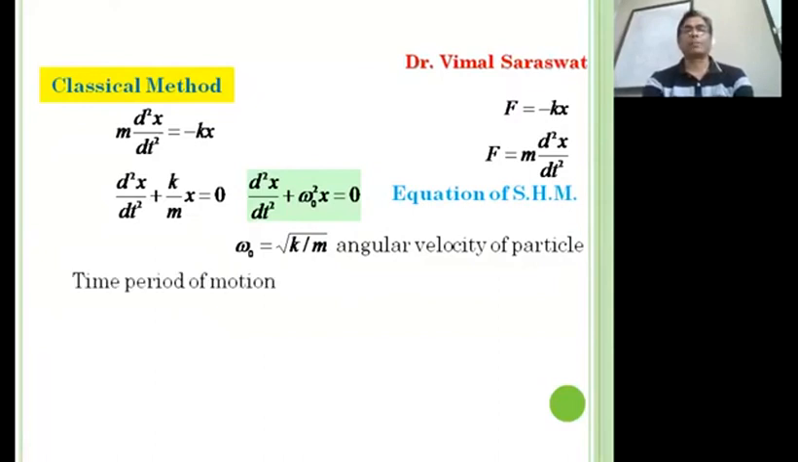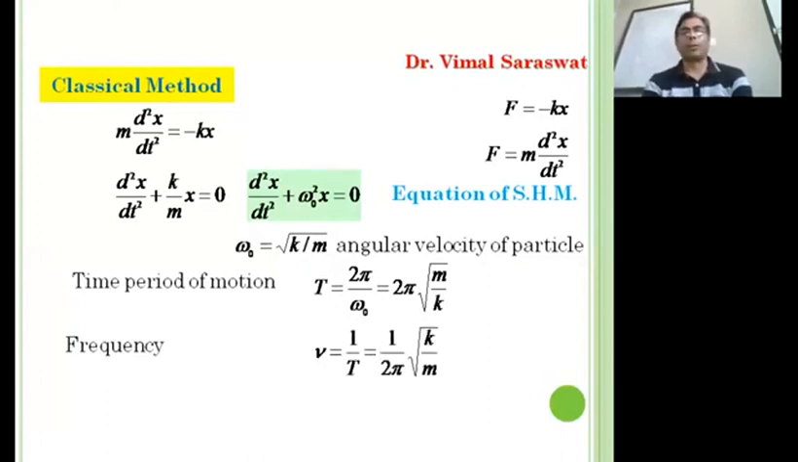The time period of this motion T is equal to 2 pi upon omega naught, and if we substitute the value of omega naught, then this will be 2 pi root of m upon k. Frequency. Since frequency is the reciprocal of time period, nu is equal to 1 upon T, and since T is equal to 2 pi root m by k, nu is equal to 1 upon 2 pi root of k by m.